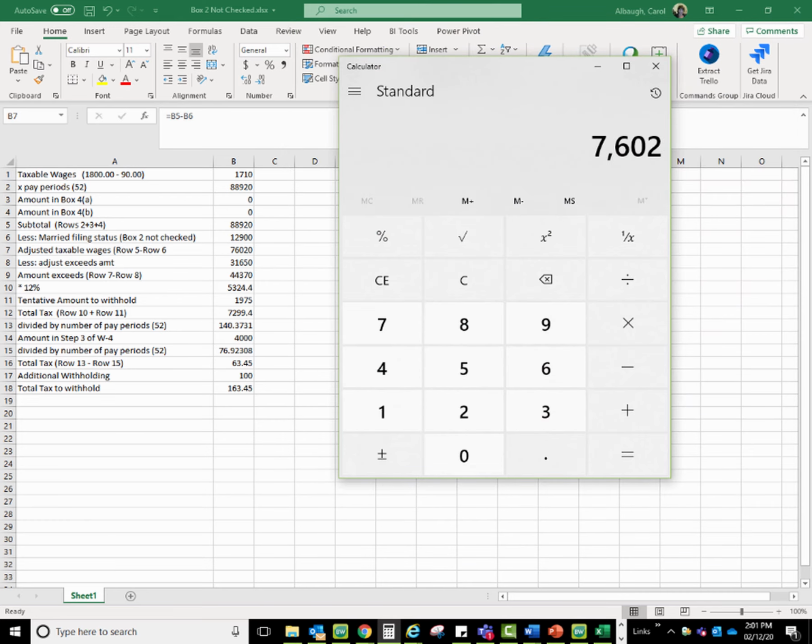If we take our $76,020 minus the $31,650, that means $44,370 is the excess wages over the $31,650. We need to now take that amount times 12%. That's $5,324.40.